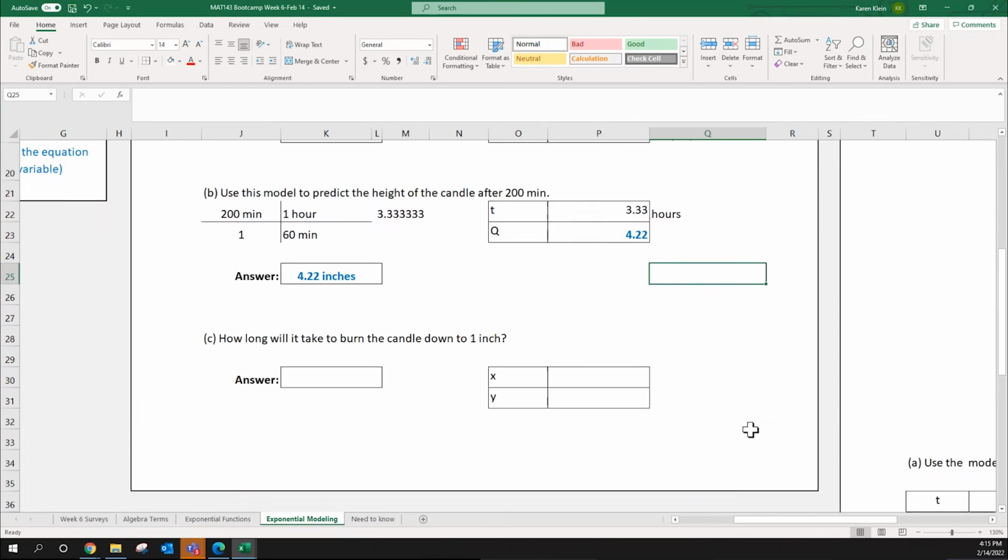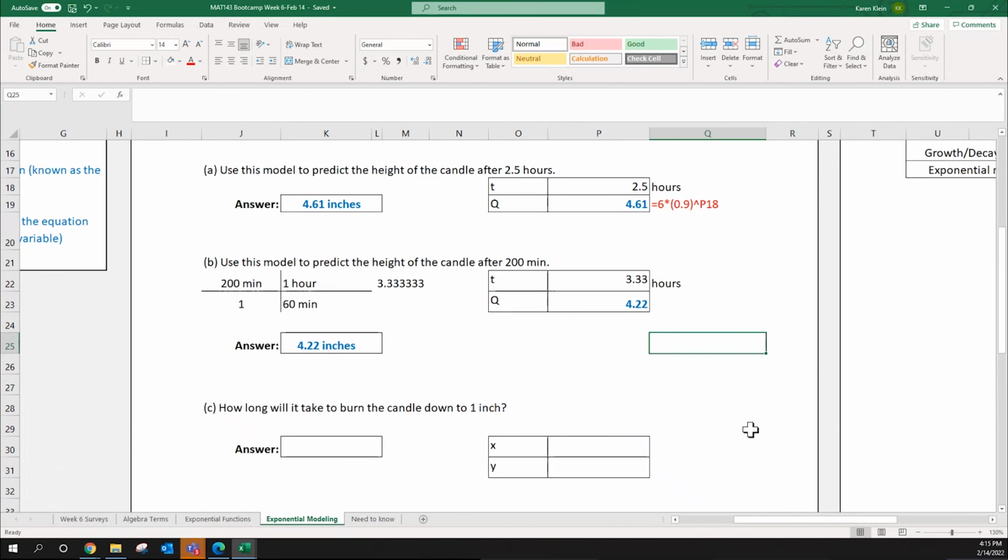Now in part C, it says, how long will it take for the candle to burn down to 1 inch? So last time when we were working on this together, we did a lot of guessing and checking. So if I just copy my formula again in here, if I'm at 0, we know we're at this. How do I get down to 1 inch? So let's say maybe 15 hours, I don't know, 20 hours. So we could just do some guessing, or we can be precise and use a function called goal seek.